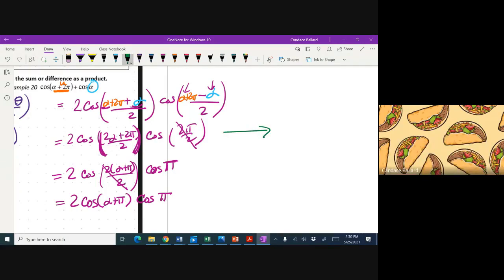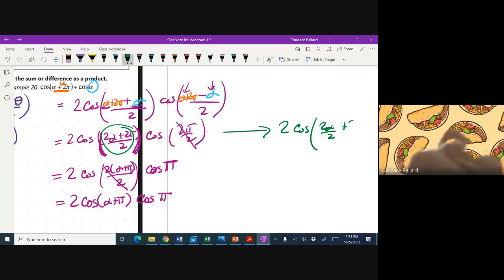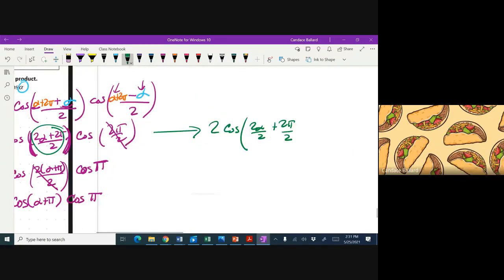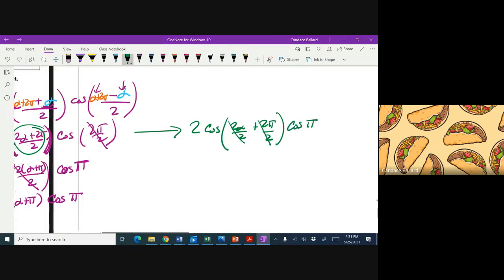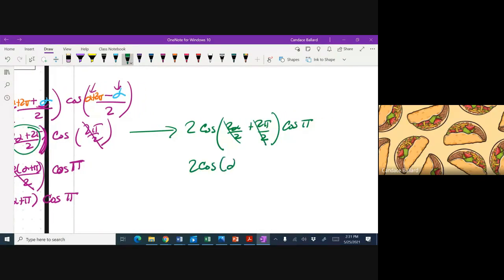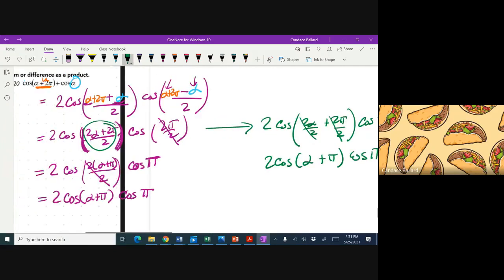So the other way to do it is 2 cosine. I can split this into 2 separate fractions. So 2 alpha over 2 plus 2 pi over 2, and then still cosine of pi. So the 2's cancel that way. So 2 cosine of (alpha plus pi) cosine of pi. If you're strong at factoring, the other way is a good way to go. If you struggle with the factoring but you understand how to undo the fractions, this is a good way to go. Both of them get you to the same place.